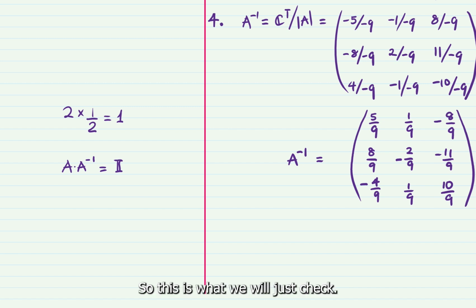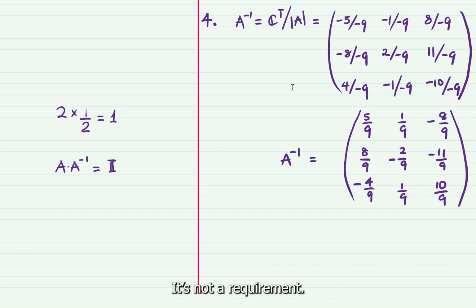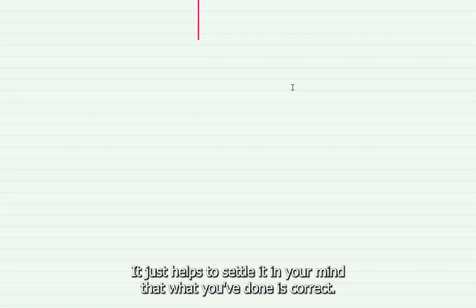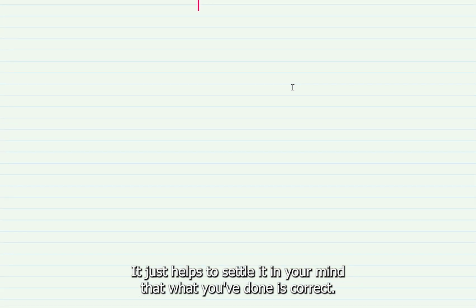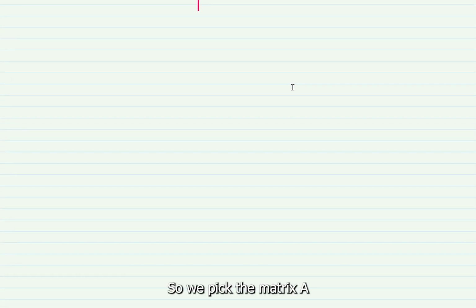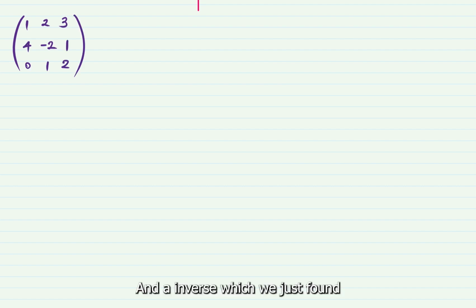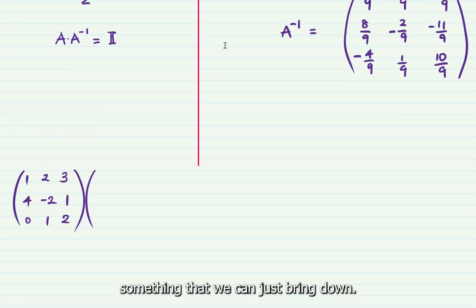Okay, so this is what we will just check. It's not a requirement, it just helps you to settle in your mind that what you've done is correct. Okay, so we'll pick the matrix A and try to multiply. The matrix A is 1, 2, 3. And A inverse, which we just found, is something that we can just bring down.